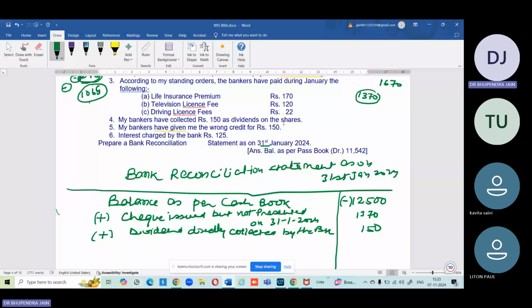My banker has given me a wrong credit of rupees 150. By default, the bank deposited 150 rupees in my account wrongly. But how can we rectify the mistake? You can't erase the amount from the bank; the bank will rectify it. We just add the balance in your cash book. So what will we write? Bank wrongly credited. How much? 150.